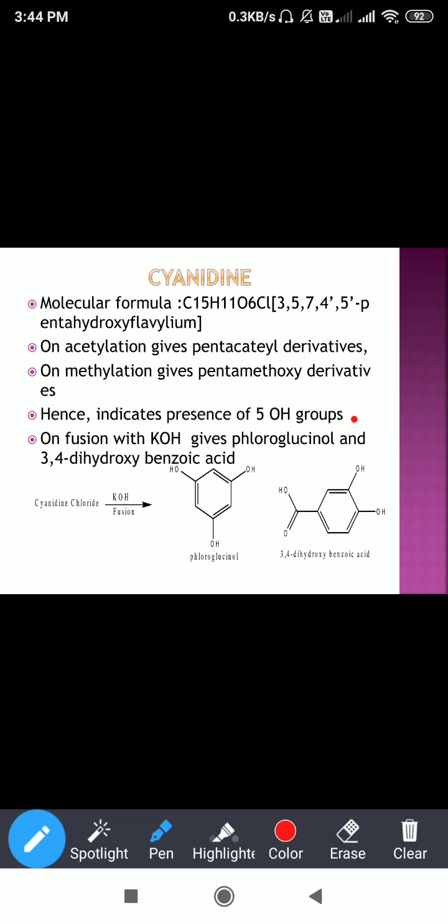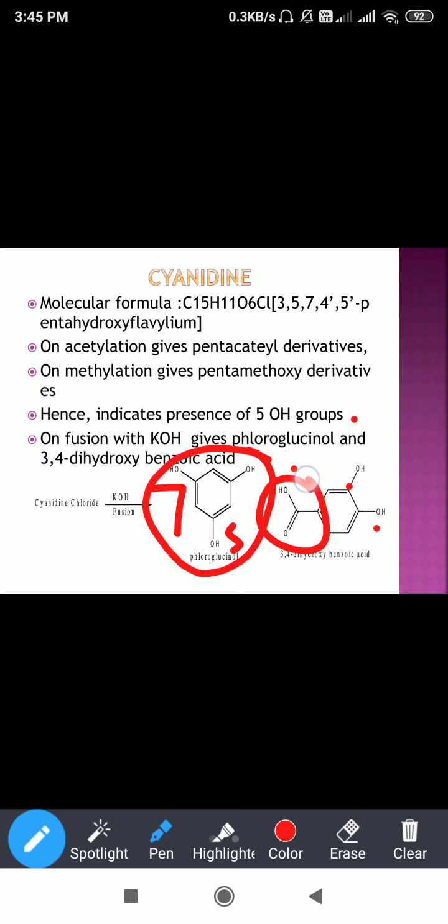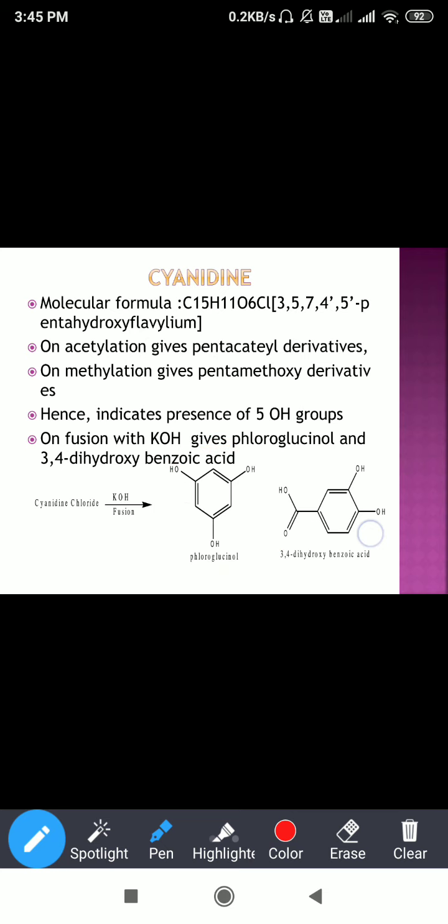Then let's see the position. On fusion with KOH, it gives phloroglucinol and 3,4-dihydroxybenzoic acid. So this is the structure of phloroglucinol. And then the formation of this phloroglucinol confirms that it has hydroxyl groups at 5 and 7 position, and the formation of this 3,4-dihydroxybenzoic acid confirms that it has hydroxyl groups at 3' and 4' position.